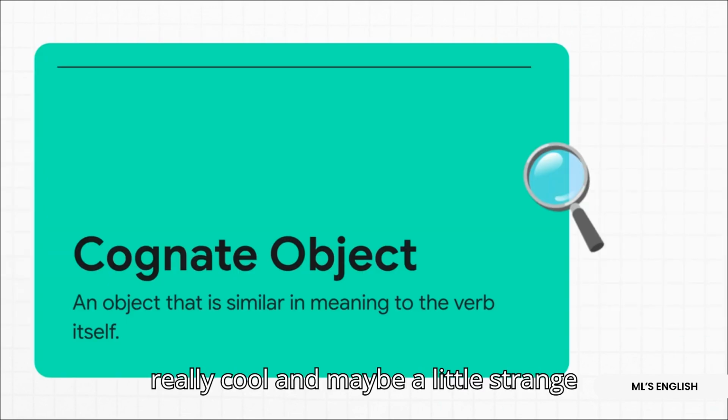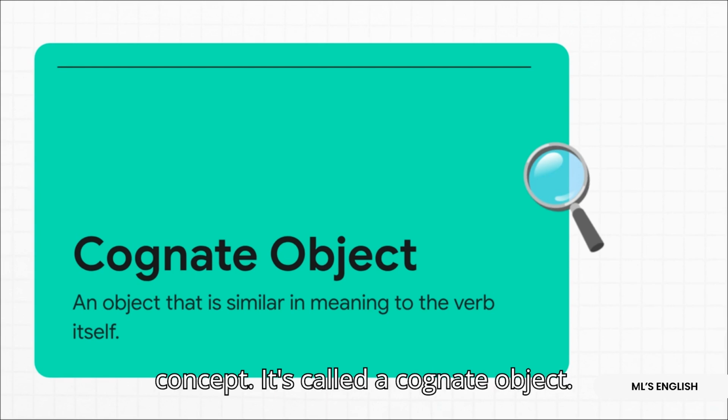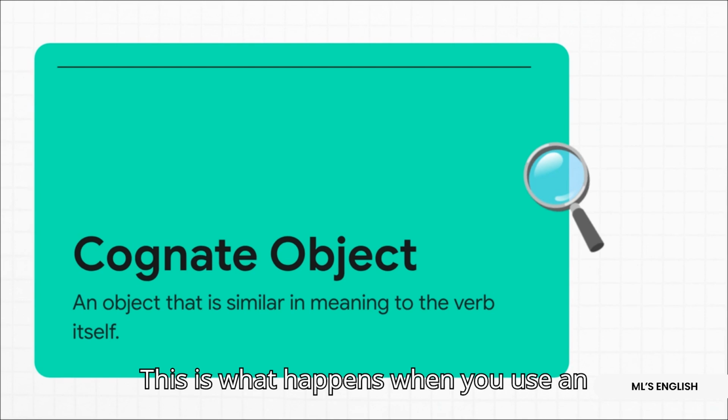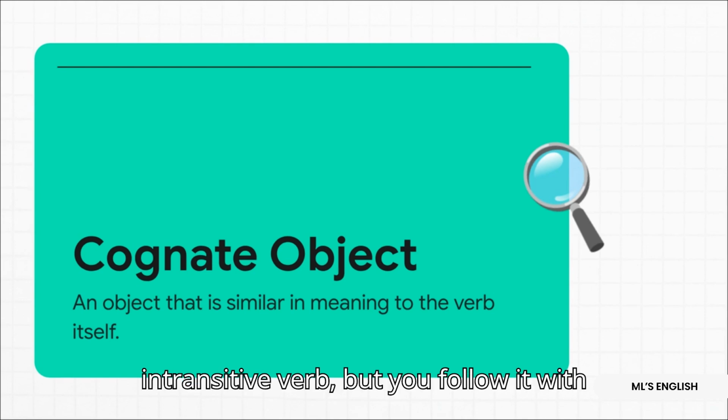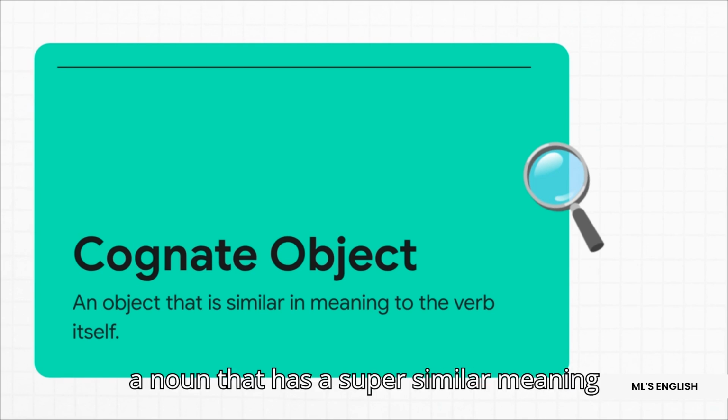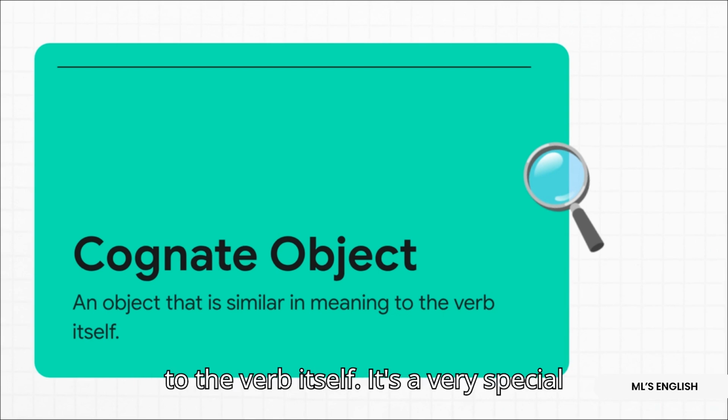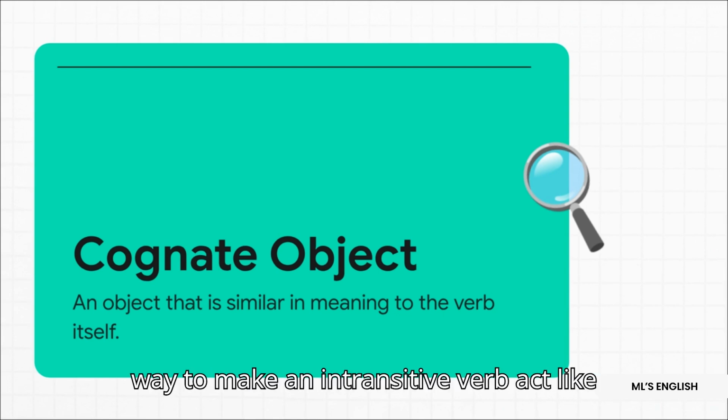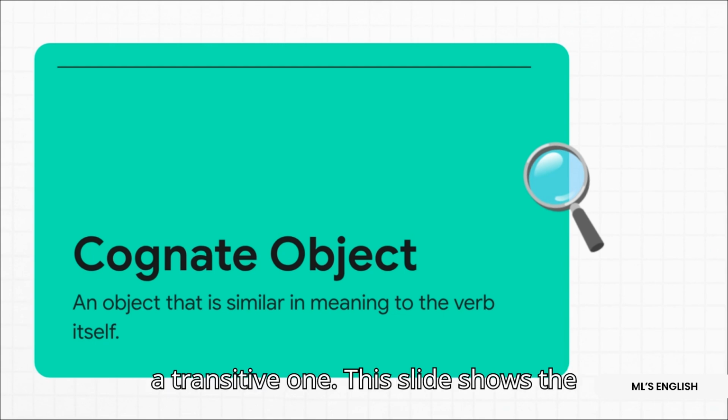And now for a really cool and maybe a little strange concept. It's called a cognate object. This is what happens when you use an intransitive verb, but you follow it with a noun that has a super similar meaning to the verb itself. It's a very special way to make an intransitive verb act like a transitive one.